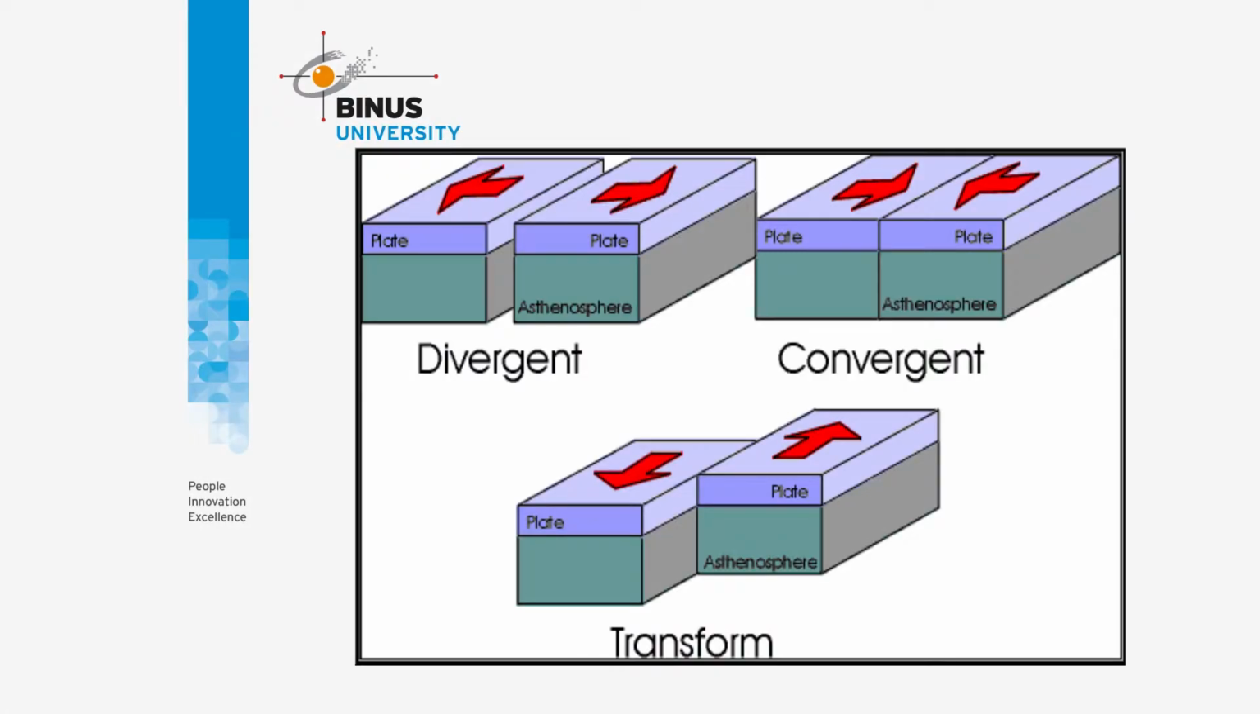There are 3 types of plate boundaries based on how the plates move relative to each other. First, divergent boundaries, convergent boundaries, and transform boundaries. This is the schematic of divergent, convergent, and transform plate boundaries.